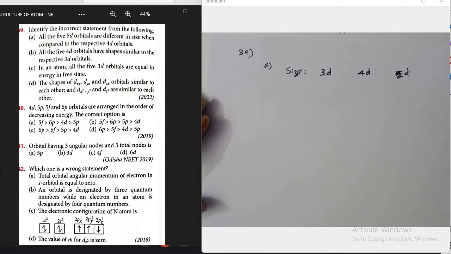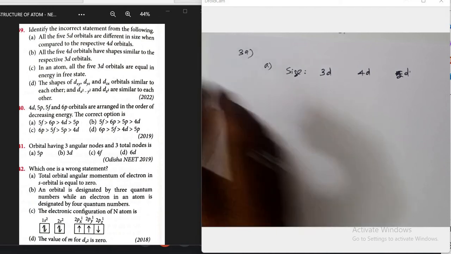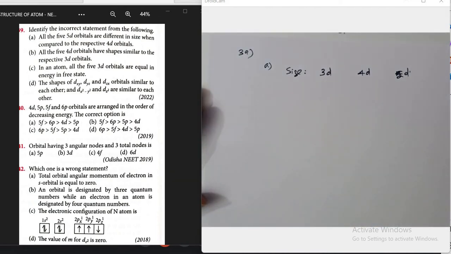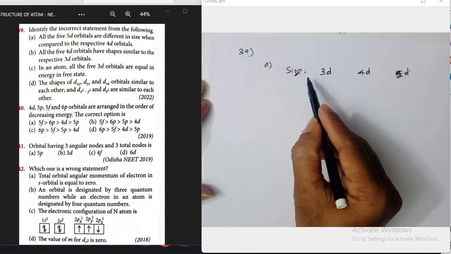So in question number 39, we need to identify the incorrect statement. Option A is: all the 5D orbitals are different in size when compared to the respective 4D orbitals. See, the size of the orbitals.